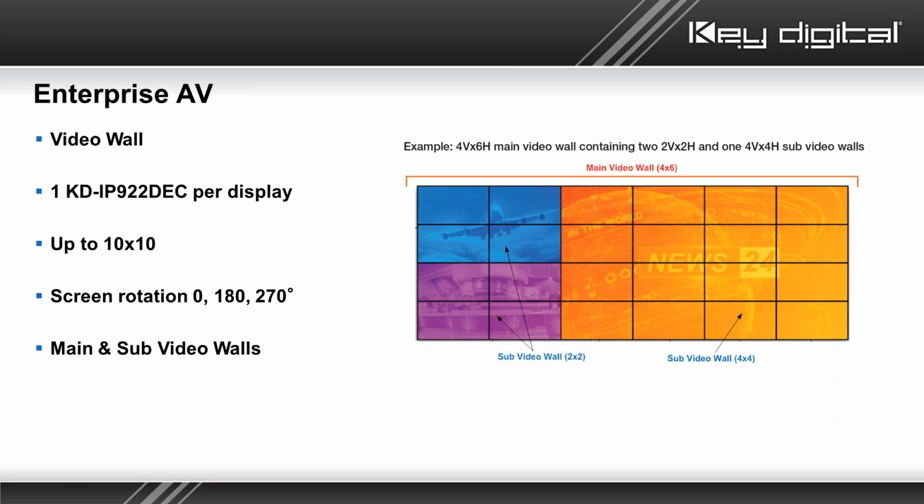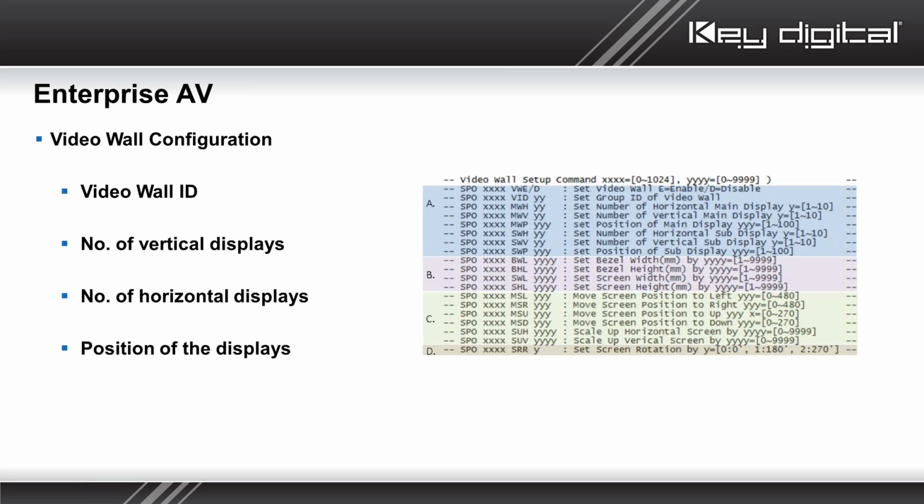That you could have a screen rotation of 0, 180, or 270 degrees. And as depicted, we have a really cool feature that makes interfacing with our system very, very simplistic. You have main and sub video wall assignments. So we look at this example here where we have 4 vertical displays and 6 horizontal displays, and you could have a primary, the video wall is 4 by 6, but then you have these secondary displays inside.